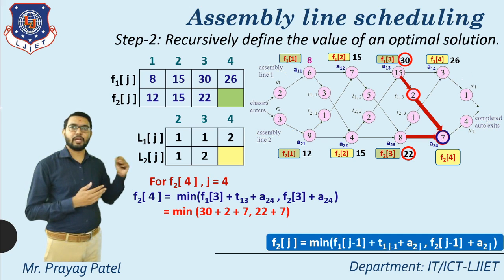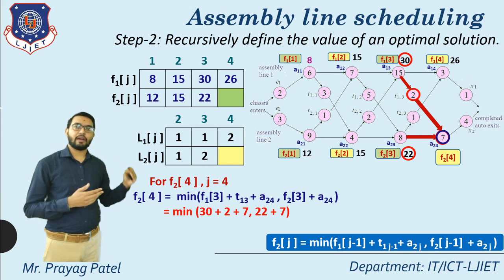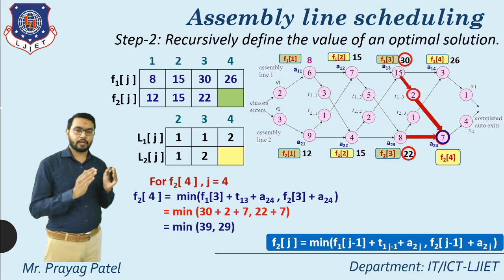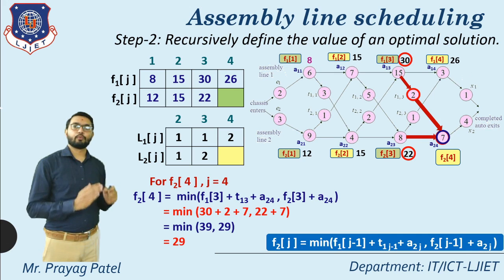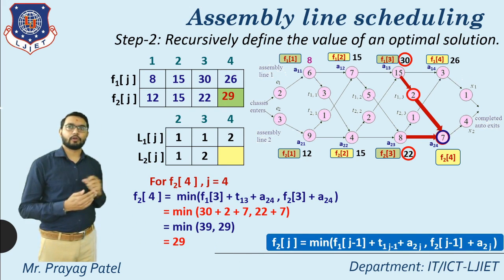First option, consider 30 plus 2 plus 7. Second option is 22 plus 7. So out of these two, consider the minimum of 39 and 29, and the minimum is 29. So put the value 29 in our last location F24.